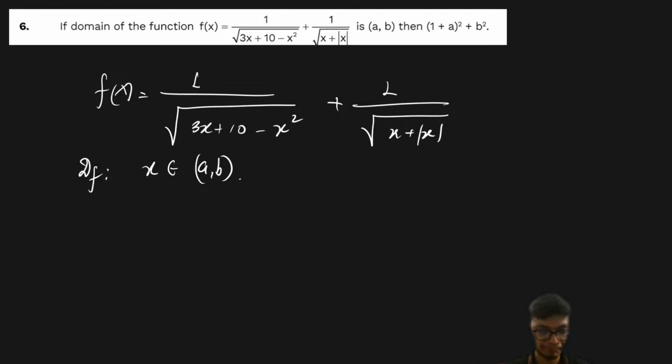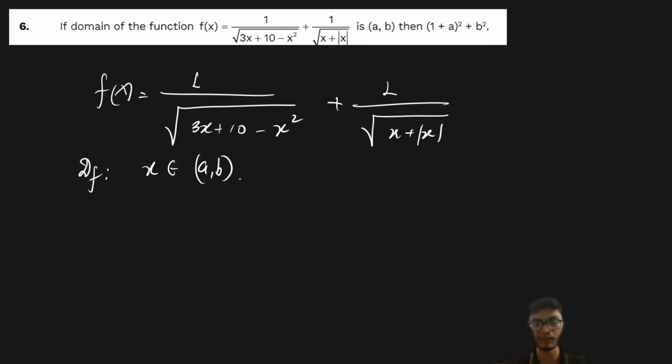I hope this is clear. So a and b are the values you have to find. The domain of this function goes from a to b, and you have to find the value of (1 plus a square) whole square plus b square. That's the answer you have to find, right? So let's try to understand how to solve this question.